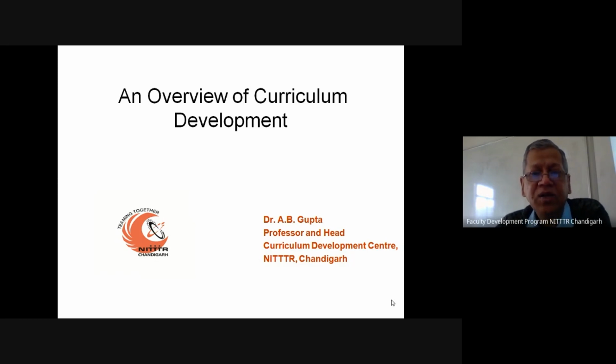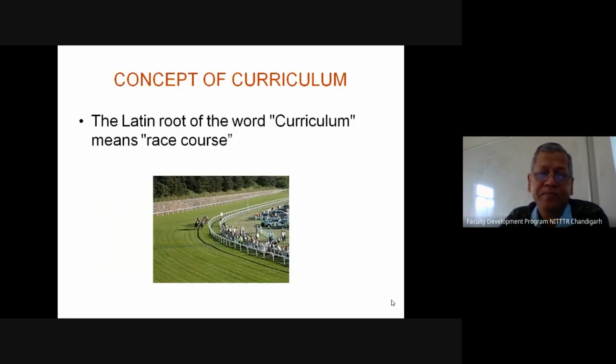Now, coming to the concept of curriculum. What is curriculum? Okay, now this again is a very, very important aspect if we are focusing on this program, which is entitled Curriculum Design and Evaluation. We must have a common understanding as to what is the meaning of curriculum. Okay, so what is curriculum?